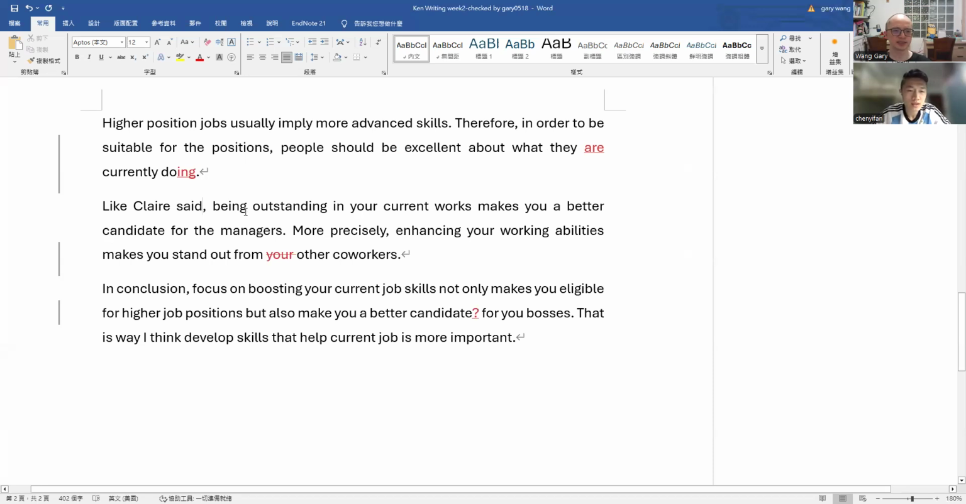Like Claire said, being outstanding in your current work makes you a better candidate for the managers. More precisely, enhancing your working abilities makes you stand out from other coworkers. Because it must be your coworkers, right? So "your" is redundant here, because of course you are comparing yourself to your coworkers. So just "other coworkers." What is redundant?